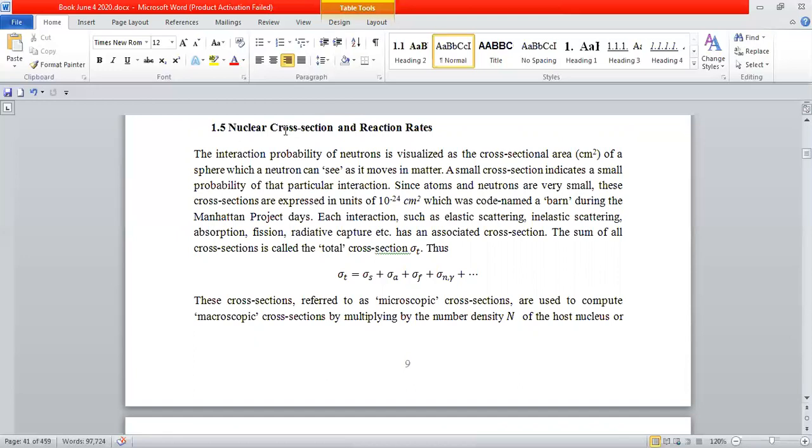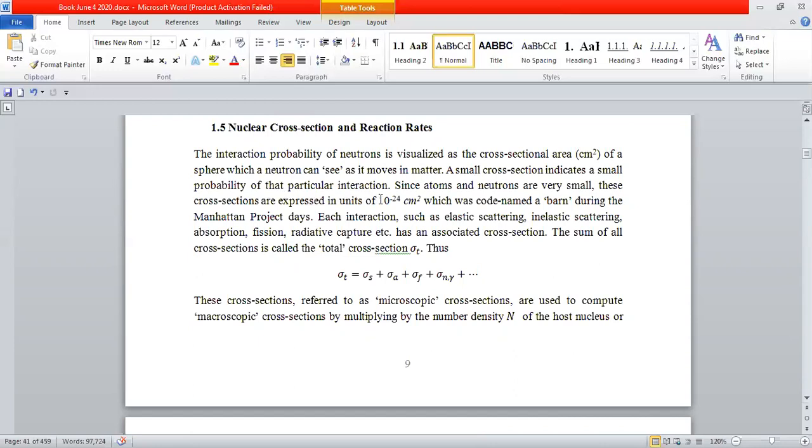It's called cross-section. Cross-section because if you're looking at a football from far away, it looks like a circle. So imagine a nucleus is a football and you're striking it with a neutron. It's going to hit that football, that nucleus, and it looks like a circle. Now, if you visualize a bigger circle, then there's more chance of interaction. If you visualize a smaller circle, then there's a chance of missing it. So there's a small interaction cross-section. So a small cross-section indicates a small probability of a particular interaction.